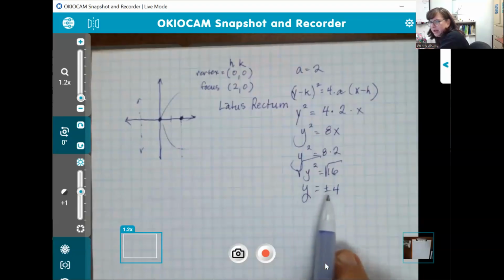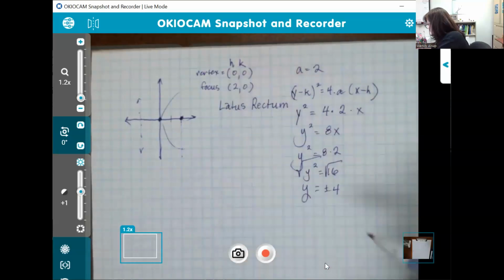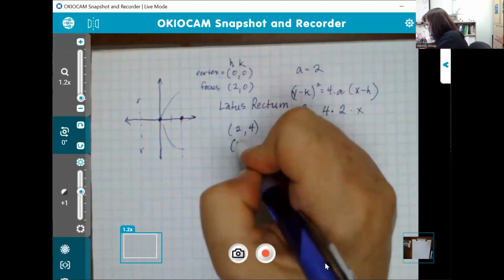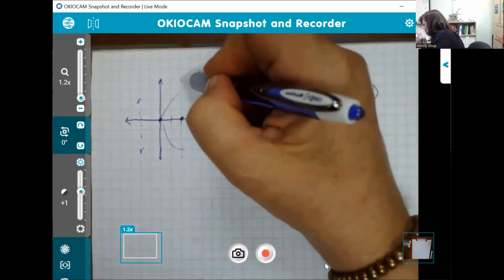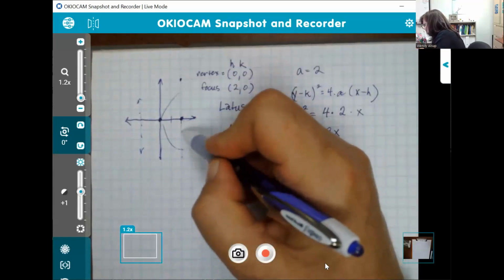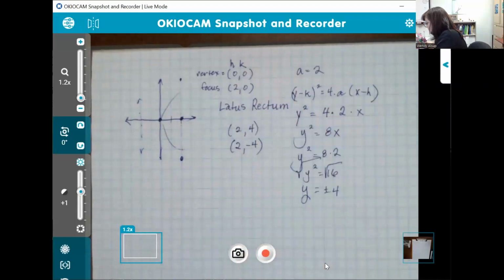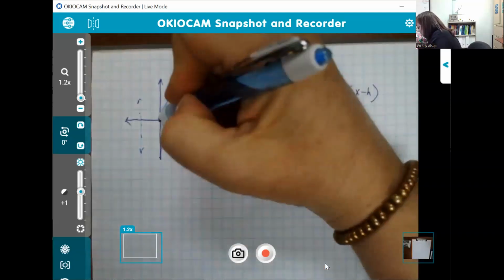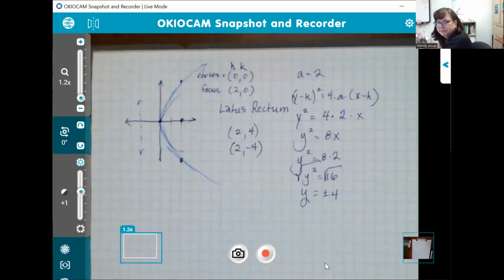These will be the 2 points that go with the x value of 2 on the latus rectum. So (2, 4) and (2, -4). And that makes sense when you graph it. I'll sketch that with blue. This then defines the size of the opening of the parabola, the latus rectum.